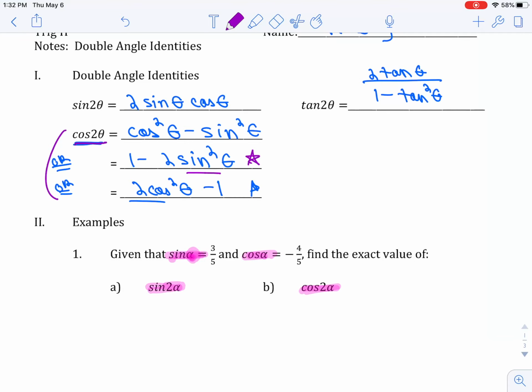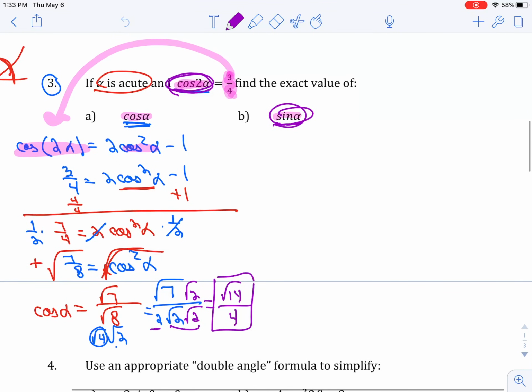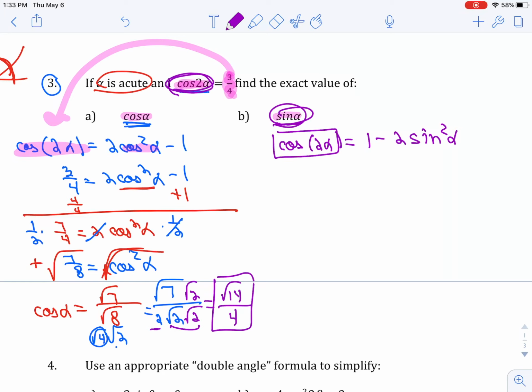So I'm going to come down here and I'm going to use the formula that the cosine of 2 alpha is equal to 1 minus 2 sine squared alpha. Then again, I'm going to sub in what I know. So I know that the cosine of 2 alpha is 3/4. So I end up with 3/4 is equal to 1 minus 2 sine squared alpha.